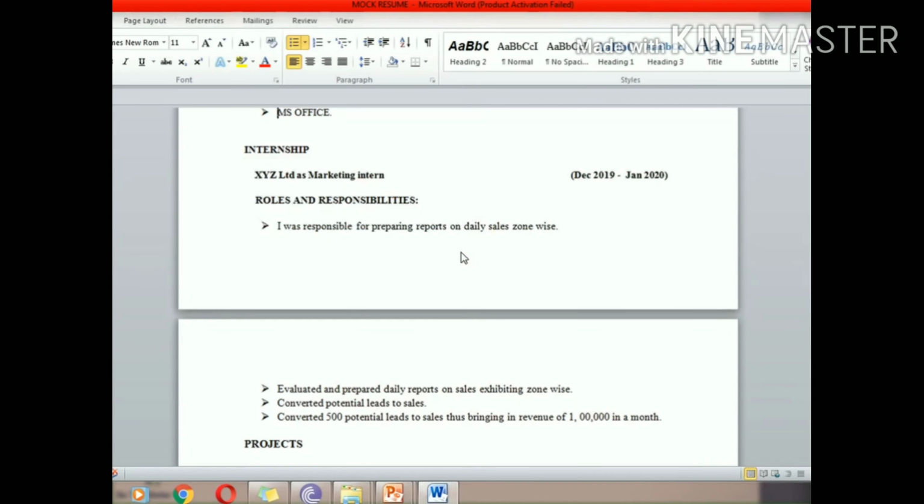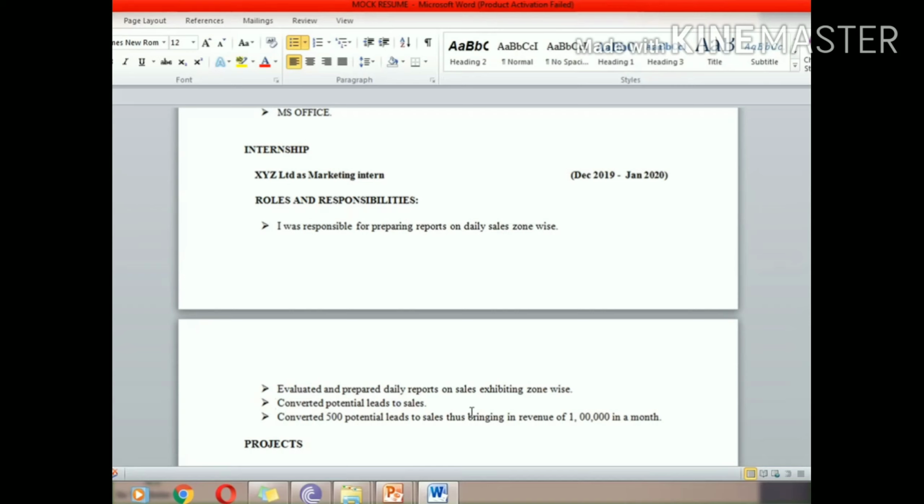So this is a mock resume. I have mentioned the company name, time duration worked, and roles and responsibilities. Here, instead of writing, I was responsible for preparing reports on daily sales zone-wise, I have used action verbs like evaluated and prepared daily reports on sales, zone-wise. Here I have quantified my responsibilities.